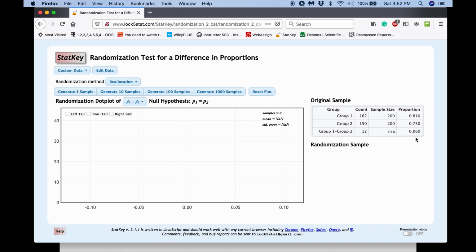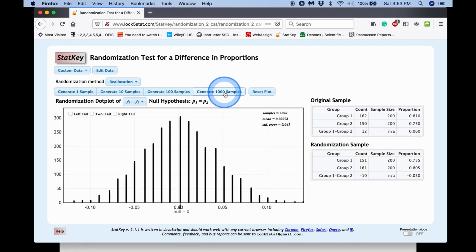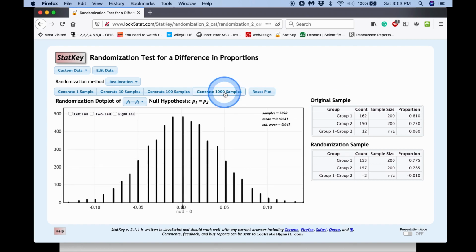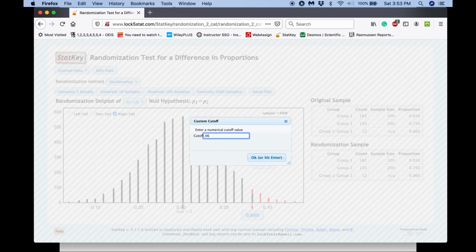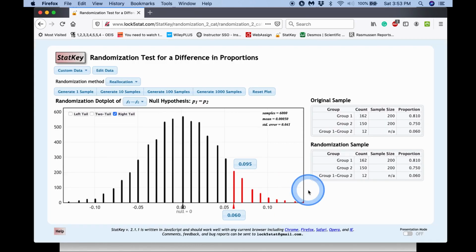And the question is, how rare would it be? How unlikely would it be to see a difference as big as 0.06 in these proportions if the null hypothesis were really true? So let's generate several thousand samples under the null hypothesis. And let's find our observed difference of 0.06. We'll do a right tail test at 0.06. And we're seeing that the p-value is 0.095, or about 9.5%. So that's the p-value of this observed difference.